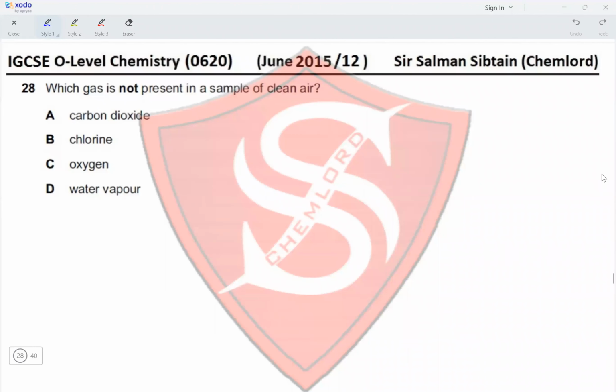Question 28. Which gas is not present in a sample of clean air? Carbon dioxide is present. It makes up 0.41% of air. Chlorine is not present in pure or clean air. Oxygen comprises 20% of clean air, and water vapor is also there in a percentage less than 1%. So the only gas that is not present in clean air is chlorine, making option B the correct option for this question.